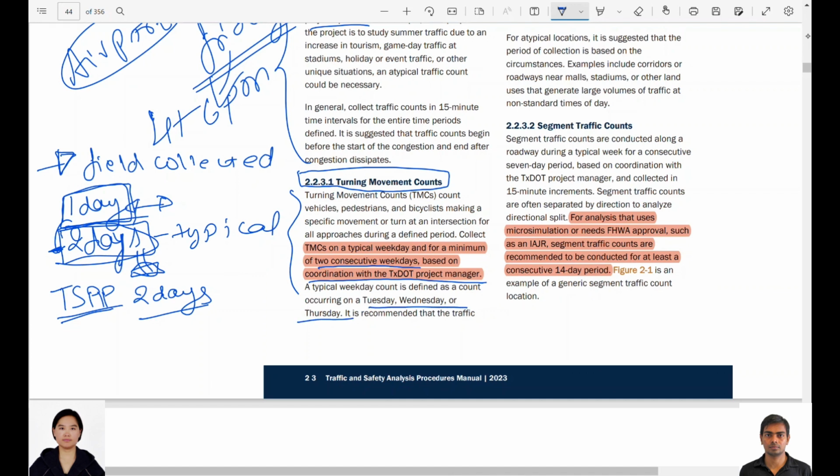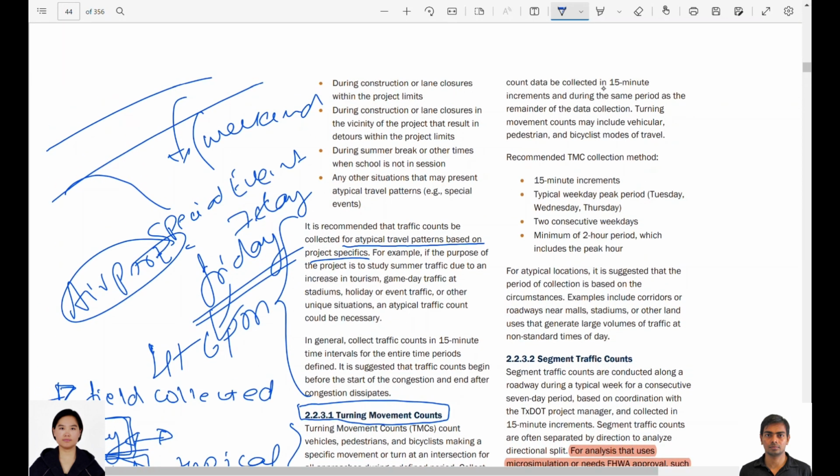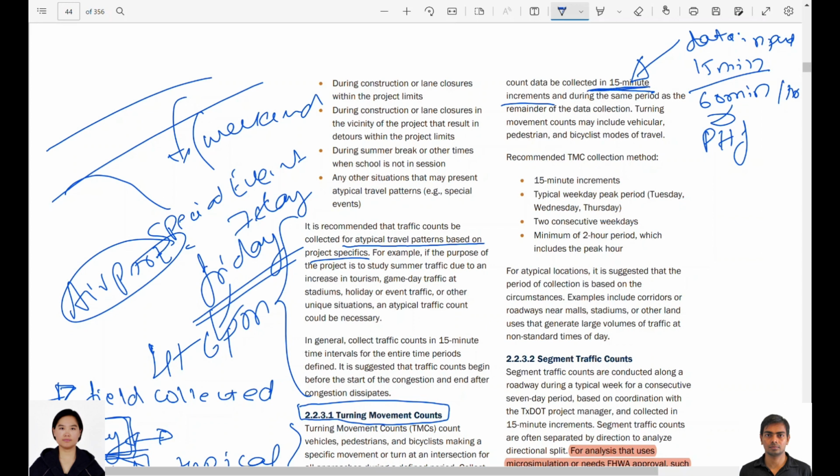Like I mentioned, it is mentioned a little bit up that count data be collected in 15-minute increments, which is used. Most of our data input is in either 15-minute increments, for example VISSIM, or it's 60 minutes or 1 hour data input, but we do use the peak hour factors, which change the 60 minutes to kind of peak 15 minutes. So the data needs to be collected in 15 minute increments.